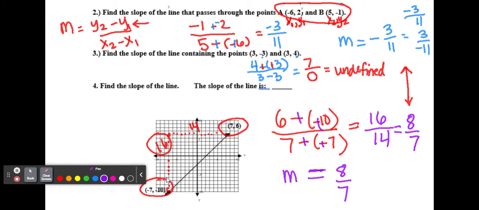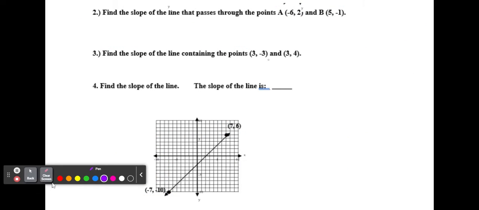And you could have gotten that if you just counted. So if you got 16 over 14, same way, and it's positive, right? So we're good. All right, on to the back.